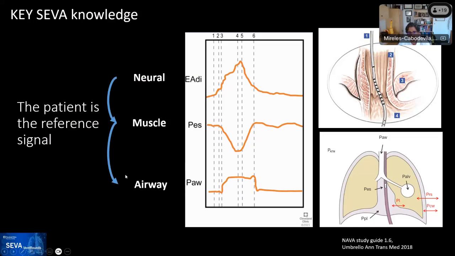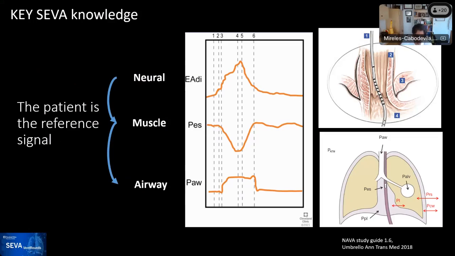So usually at the bedside, we use the airway signal, so pressure and flow. If you have the esophageal pressure, then you would use the esophageal pressure. And if you have the electrical activity of the diaphragm, then you would use the electrical activity of the diaphragm. But suffice to say that you immediately can realize that if you're using the electrical activity of the diaphragm, you're going to be more sensitive to detecting problems in trigger and cycle. Or if you're using the esophageal pressure, you're also going to be more sensitive.